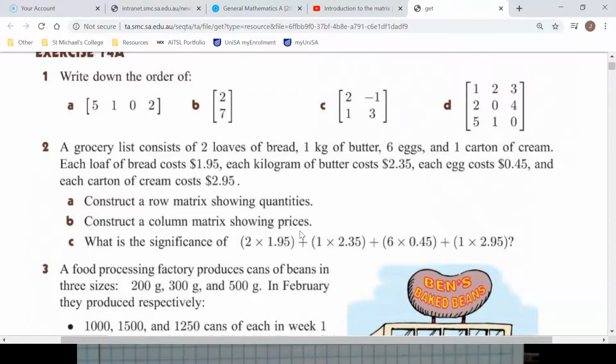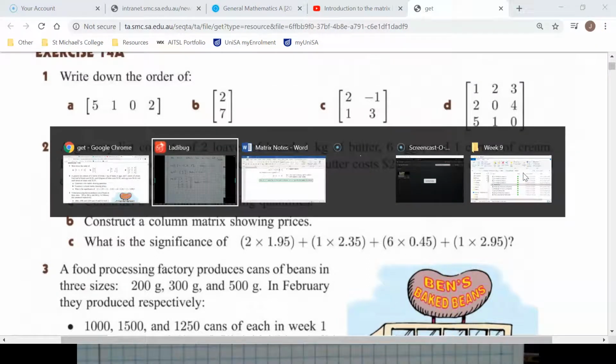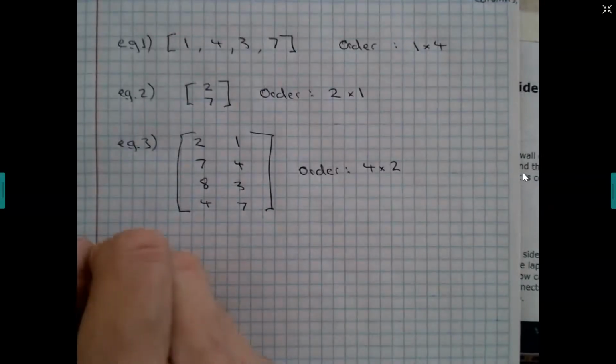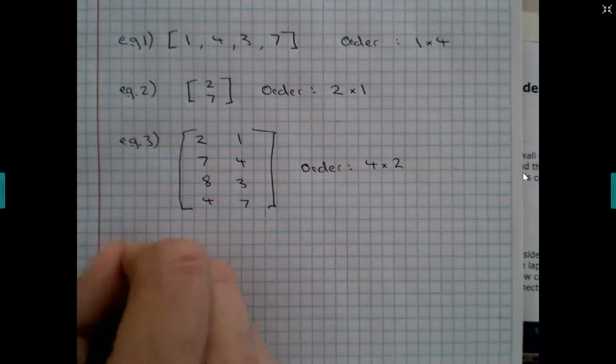Now, they didn't tell us what we should label the matrix, so we can label them any letter we want. Since we're doing one for quantities, what might be a good letter to use to describe that matrix? Q. All right, and it's going to be a row. Now, how many things did we have? We had bread, butter, eggs, and a carton of cream. So 4 things. 1, 2, 3, 4. So that means that it's 1 row and how many columns? 4. Alright, so this is 2A.